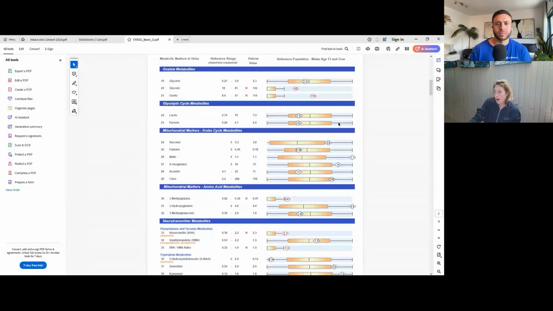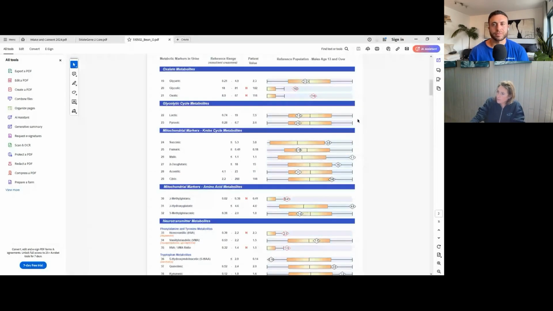Sometimes you'll also see higher pyruvate and very low citric acid, number 29. Because pyruvate, when it gets into the TCA cycle or the Krebs cycle, becomes citric acid. Pyruvate essentially breaks down to acetyl-CoA, and acetyl-CoA combines with oxaloacetate, and then it becomes citric acid.